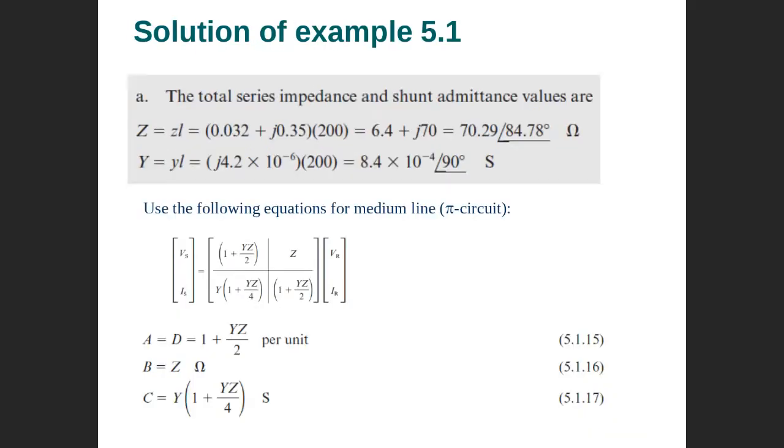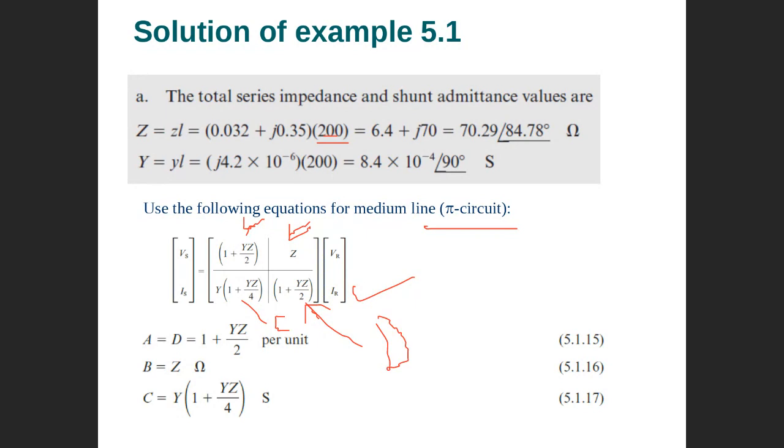The ABCD parameter is simply what we need to use, from the pi circuit. Before this calculation, you need to multiply by the length. So what do we want? We want ABCD. A is just 1 plus YZ over 2, and this will be B, this will be C, and this will be D, and A equals D. So you calculate A only one time, and A equals D.